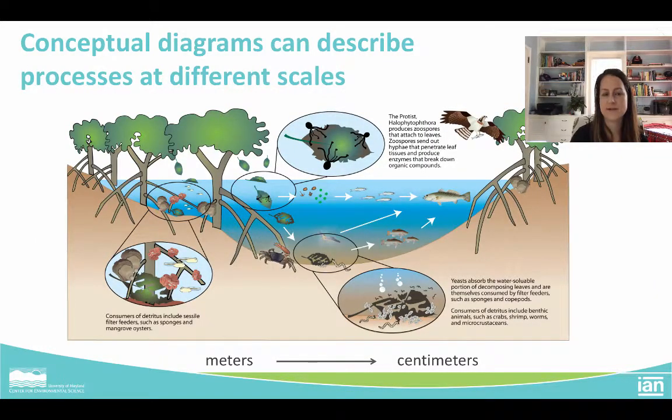They can also describe processes at different scales. So here we have a mangrove ecosystem, and you can see what is happening in the ecosystem, and then you can also zoom in with these little blowouts and see what's happening on the microscopic scale, what's happening on the scale of centimeters to really describe what is the total picture of this ecosystem.